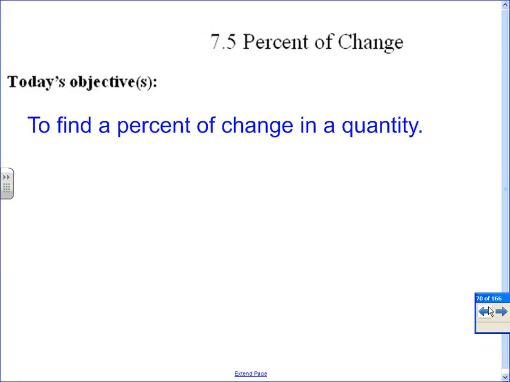Okay, letter B. Can someone read that one for us nice and loud? Emma H.